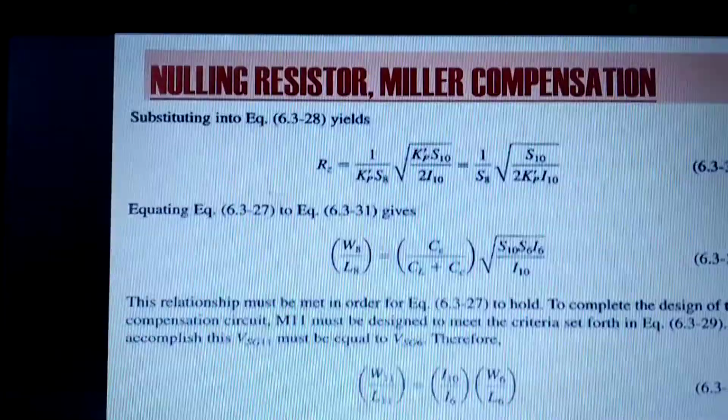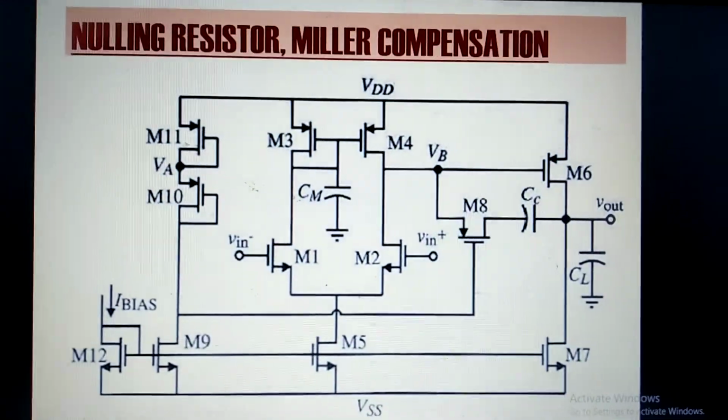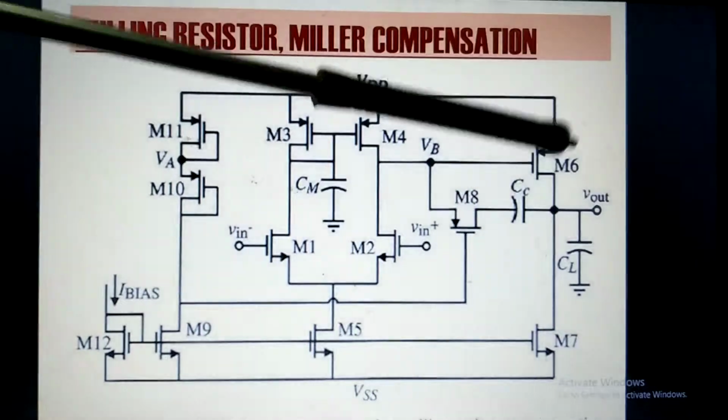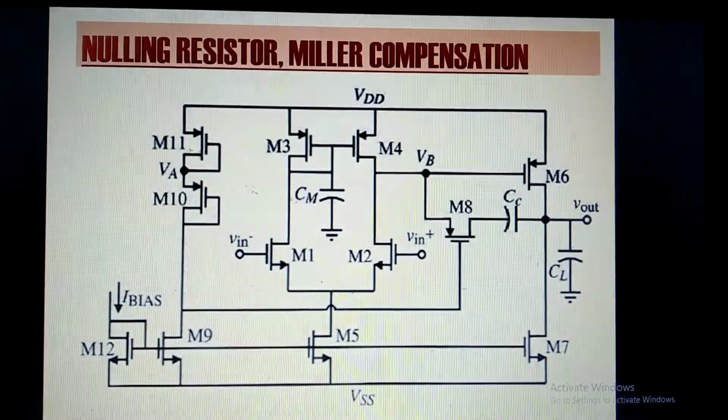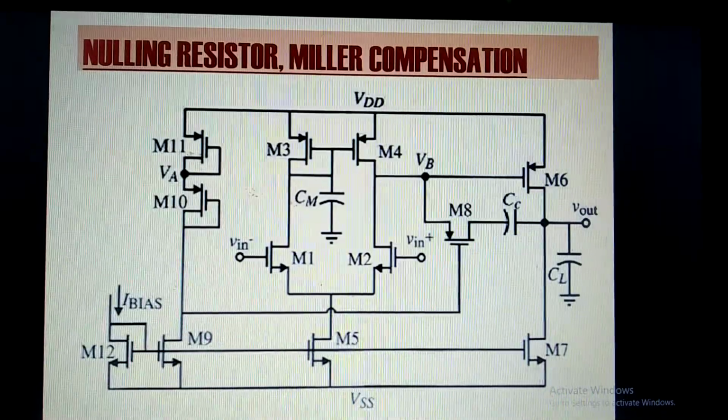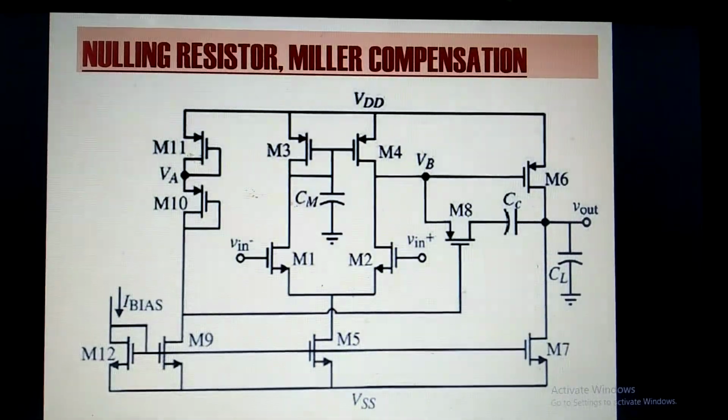In Miller compensation, we use the nulling resistor in series with the compensation capacitor to move the right-half plane zero to the left-half plane zero, and it becomes a non-dominant pole by the use of the nulling resistor. And another thing, for the circuit shown here, all these transistors, that is M6, M8 and M10, should be the same type of transistor, and only then the temperature and process tracking will be good.